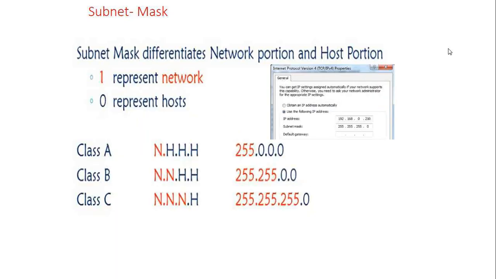Similarly for class B, the first 2 octets are the network portion, so 255.255, and then 0.0 for the host portion. For class C, the first 3 octets are the network portion, so 255.255.255, and the last is the host portion, which will be a 0. So this is the default subnet mask for class C, this is for class B, and this is for class A.